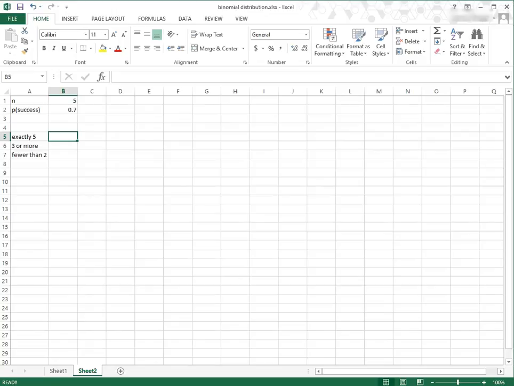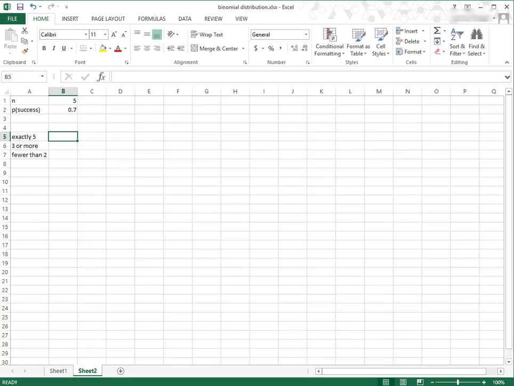So for the first 5 inquiries submitted on a given Monday, we want to find the probability that all 5 will be resolved in the same day, the probability that at least 3 will be resolved in the same day, and the probability that fewer than 2 will be resolved on the same day. So let's remind ourselves that the number of trials is 5, and the probability of success is 70%. Those parameters will be helpful when we go to use our binom dist functions in Excel.